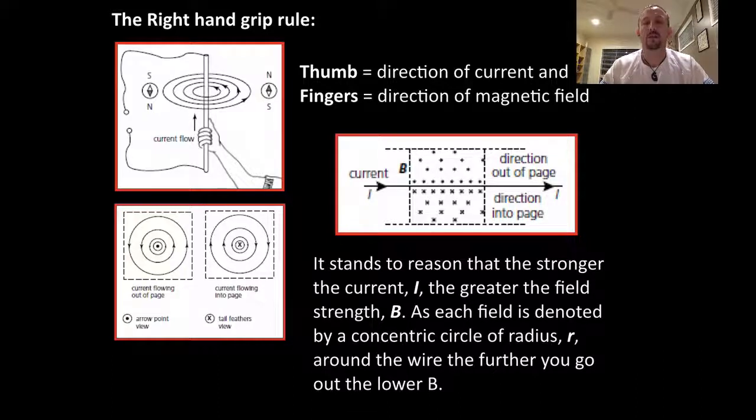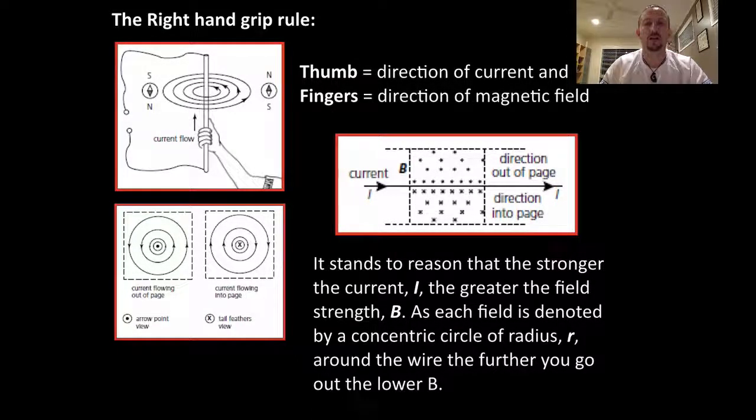However, if you've got the current going into the page, it's like the arrow going away from you. And as you see an arrow going away from you, what you see is the flight moving away. So you get to see the cross. You don't see the point because the point is behind the flight. So point is coming out towards you, cross is going away from you. That's how we denote whether it's going into the page, cross, or coming out of the page, point.